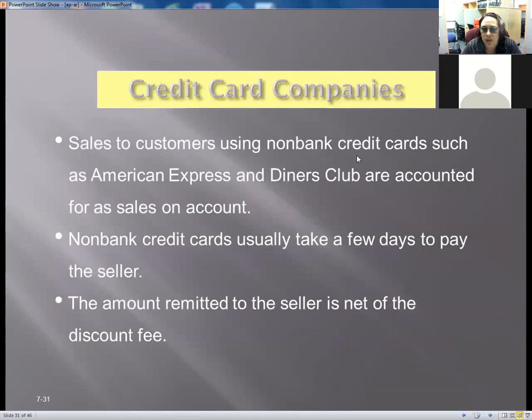Sales to customers using non-bank credit cards such as American Express and Diners Club are accounted for as sales on account. Non-bank credit cards usually take a few days to pay the seller. The amount remitted to the seller is the net of the discount fee, which is what we just went over. And when you have a bank card, they tend to charge a little bit more than your credit card. So you need to watch out for that too. You can become bogged down with charges just to offer your clients the option to pay you by credit card.